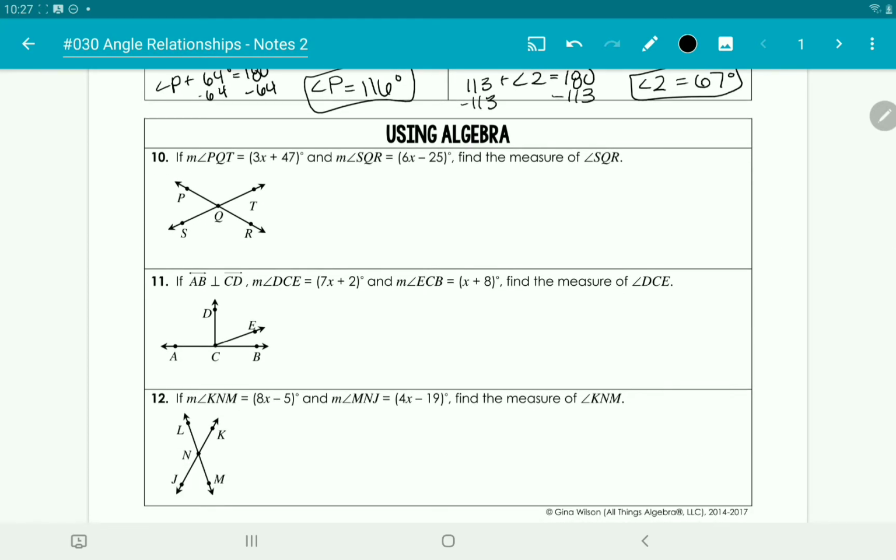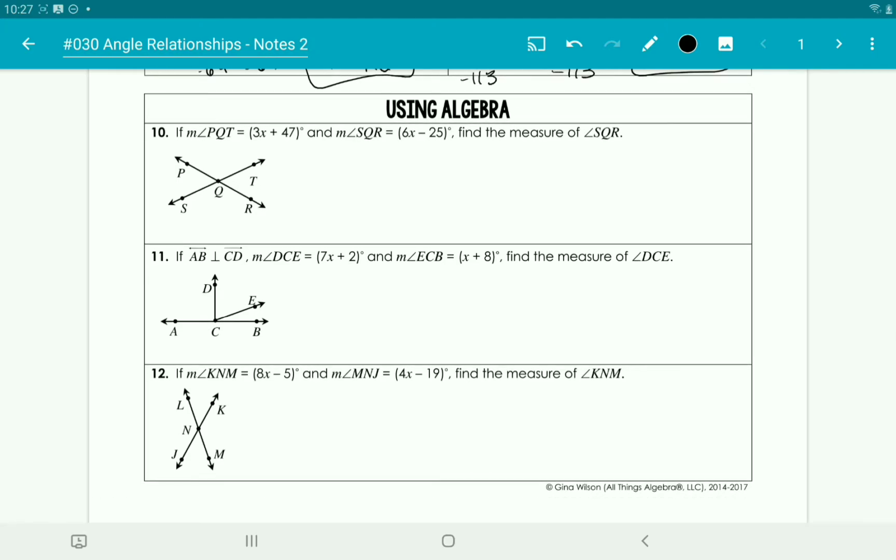Okay? Now, let's look at using some algebra to solve these things. Start out by reading the question and labeling your diagram. So angle PQT, this one right here, is 3x plus 47. Measure of angle SQR, this side, and we know that these two are vertical, so they're the same, so I'll mark them with the same number of tick marks, or angle marks, and this one is 6x minus 25. We're trying to find the angle of SQR.